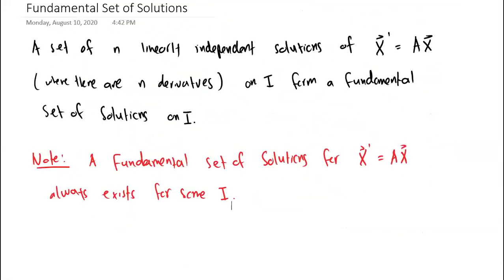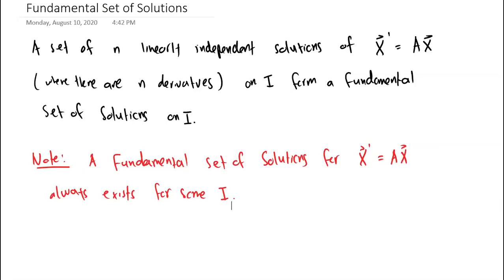Now we're finally at the point where we can define the fundamental set of solutions, the same way as we did in chapter 4. A set of n linearly independent solutions of x prime equals Ax, so again, homogeneous case. Since we have n linearly independent solutions, we need n derivatives in the system because we need n equations. So the number of solutions in the fundamental set should be equal to the number of derivatives, which is equal to the number of equations in the system. If you have a system with 2 equations, you're going to need 2 linearly independent solutions. If you have a system with 8 equations, you're going to need 8 linearly independent solutions.